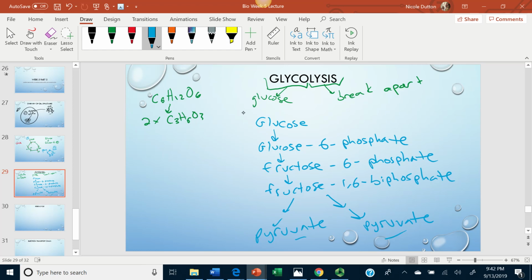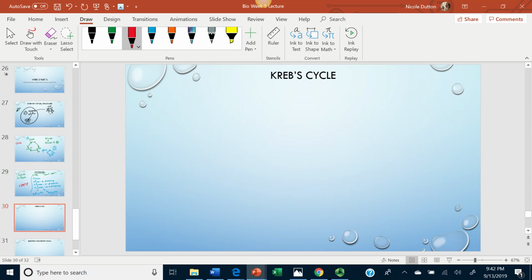Now in this whole process, we produce 4 ATP, but we end up using up 2 of them just to get this reaction to go. So we only have a net gain of positive 2 ATP. And that's not a lot of energy, but it's something. So we're on our pathway to regenerate that ATP. So now we go to the Krebs cycle.